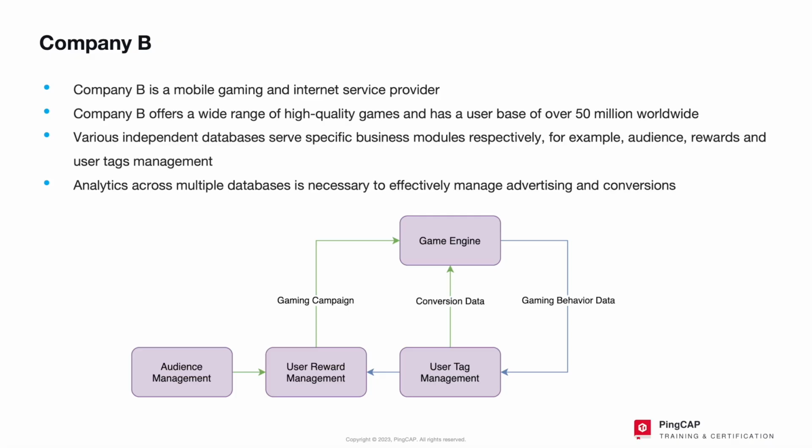In Company B, various independent databases serve specific business modules respectively. For example, audience, rewards, and user tag management. Those data are used for gaming campaign and user conversions, which is of great importance for Company B. Currently, analytics across multiple databases is necessary to effectively manage advertising and conversions.